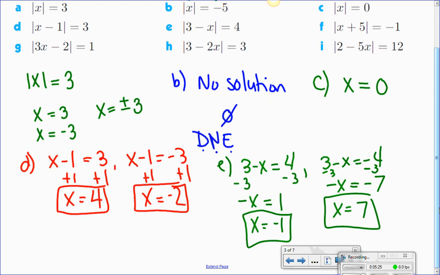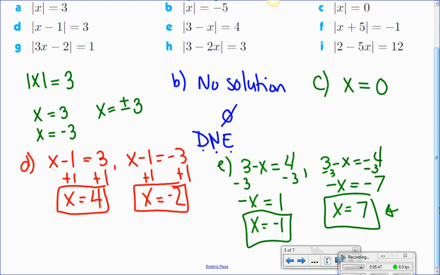Or we can plug in 7, because that's what we got for the other solution. So 3 minus 7 gives us a negative 4. And then when we take the absolute value of negative 4, we get positive 4. So both of those give us a solution of 4. So they both work.